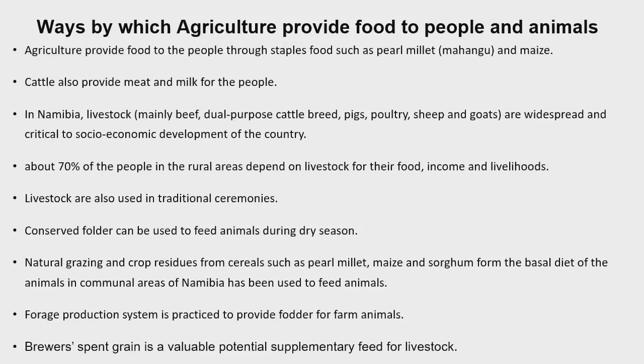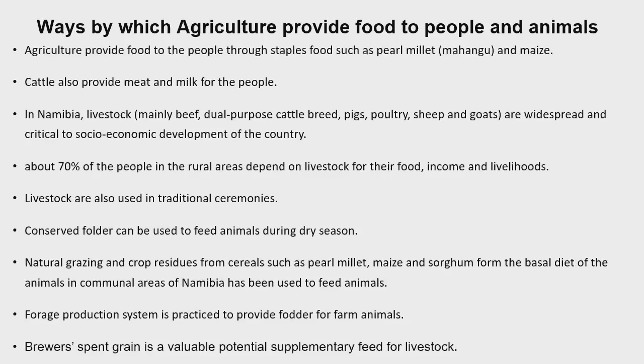Let us look at the ways by which agriculture provides food to people and animals. As we all know, agriculture is the main source of food production for both humans and animals. Agriculture provides food to the people through staple food, such as pearl millet. Pearl millet is mahangu, or maize. So the production of maize or mahangu can provide food to the people or the animals.